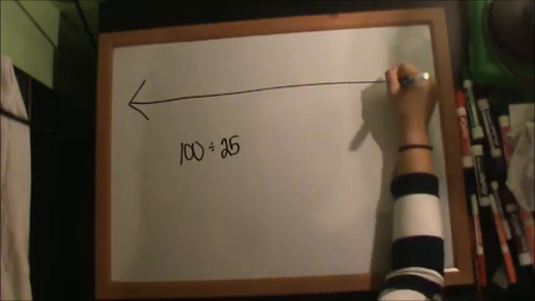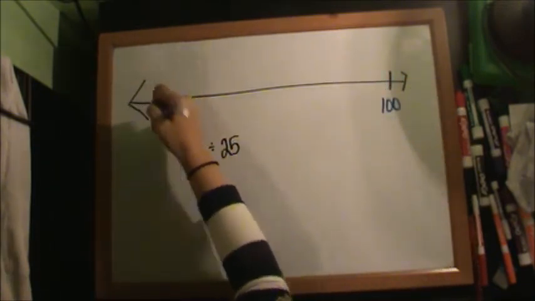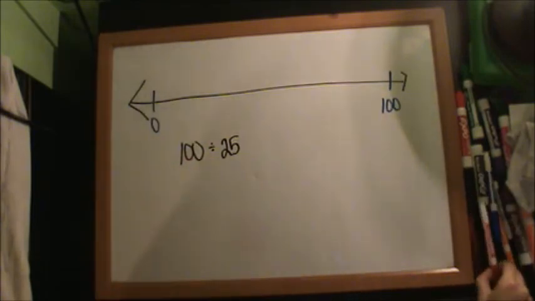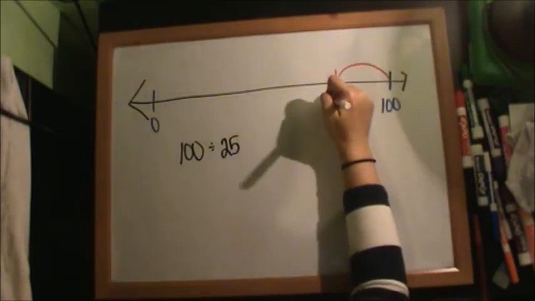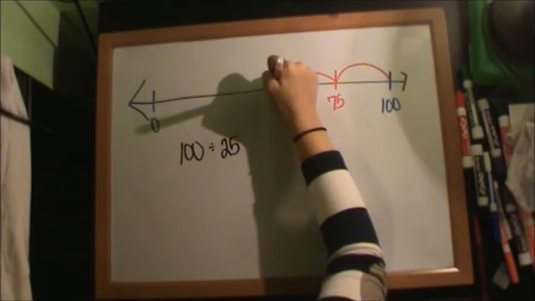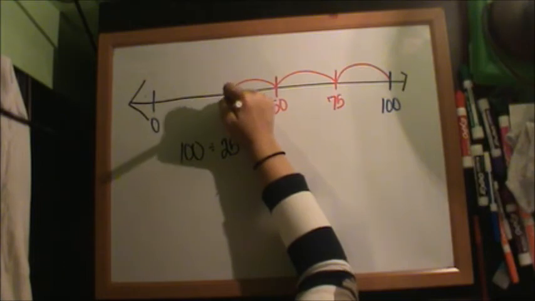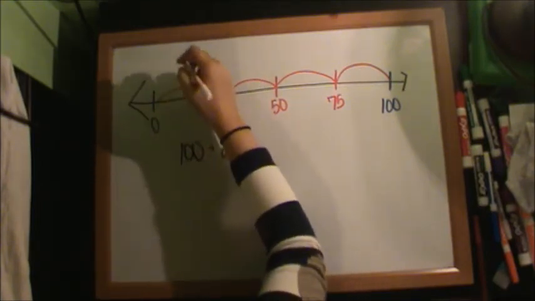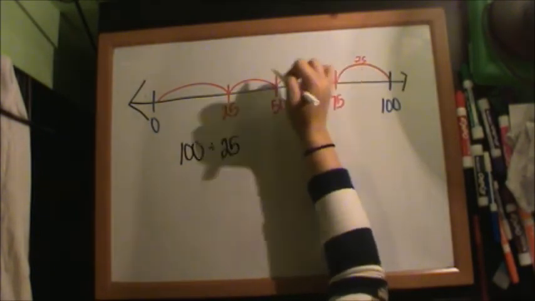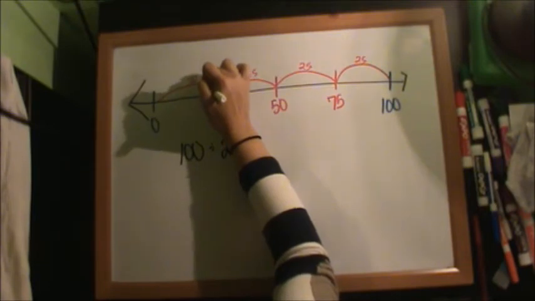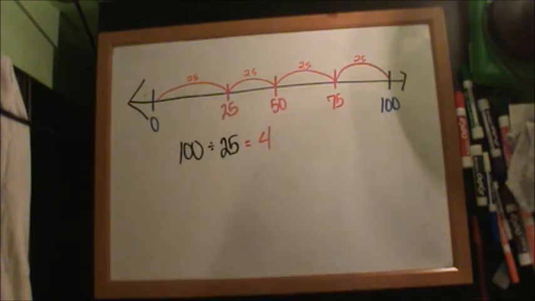Okay, so here's my 100. And here's my 0. Alright, so I'm going to go back 25. And that's 75. We'll go back 25 more, and that's 50. 25 more, I'm at 25. 25 more, and I'm at 0. So each of these were 25. So now I just need to look and see how many jumps I made. 1, 2, 3, 4. I made 4 jumps.